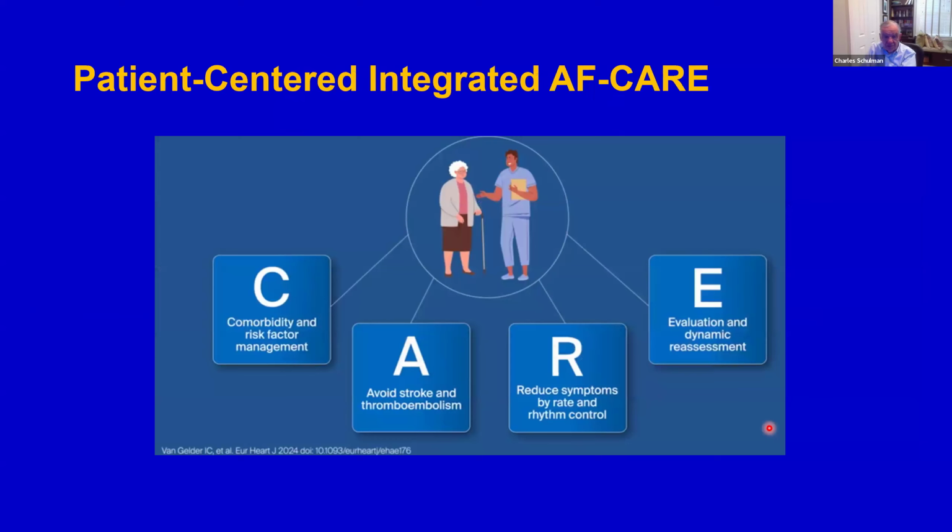For atrial fibrillation, we recommend a patient-centered integrated approach, treating the comorbidities and the risk factors, avoiding stroke and thromboembolism, anticoagulating these folks, either rate control or rhythm control to reduce symptoms, and evaluation and dynamic reassessment to follow the patient. So this is the care model of atrial fibrillation treatment.